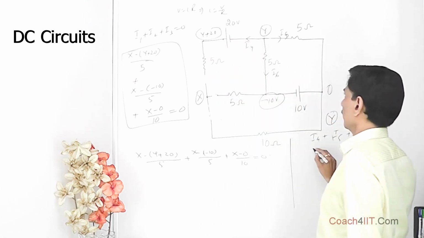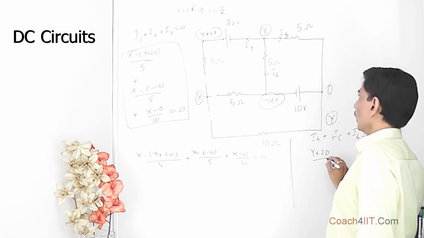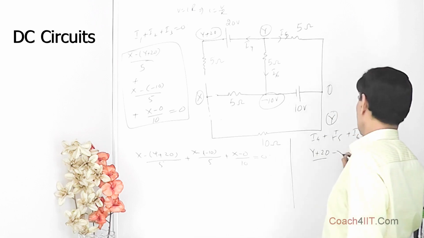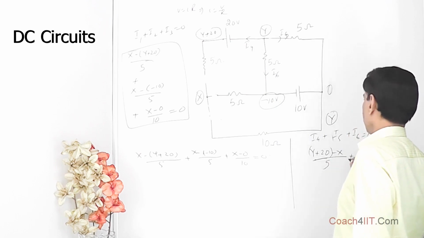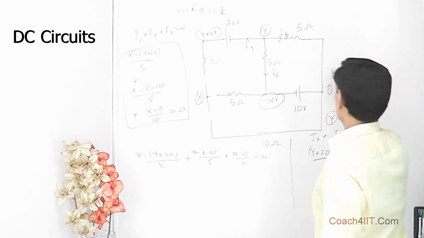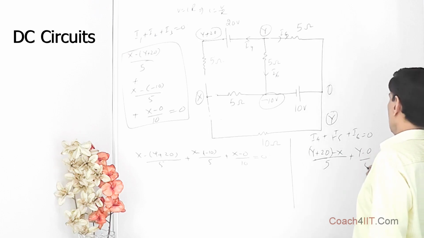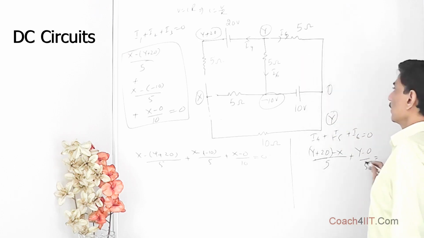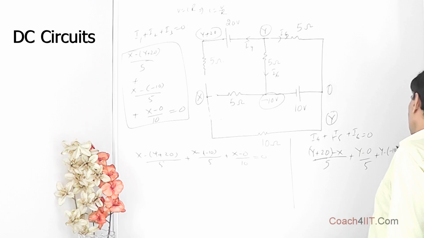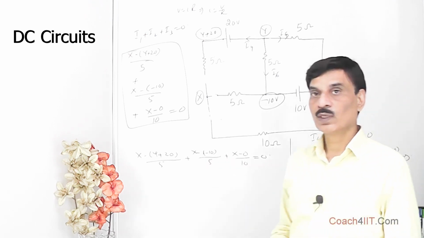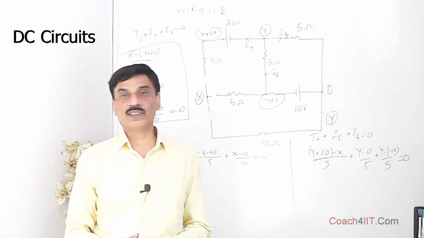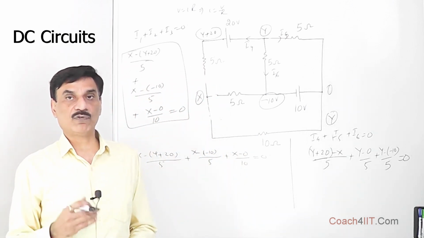So the value of I4 is Y plus 20 minus X, that is potential difference across the ends of the resistor, divided by 5, plus I5, this is at Y, this is at 0, so Y minus 0 upon 5, potential difference by resistance, plus Y minus 10, potential difference by 5, that should be equal to 0. We have two equations and we have two unknowns, X and Y. We know how to simultaneously solve these equations. We solve these equations to get the value of X and Y.